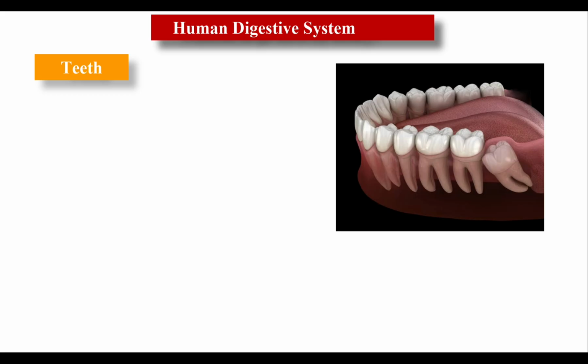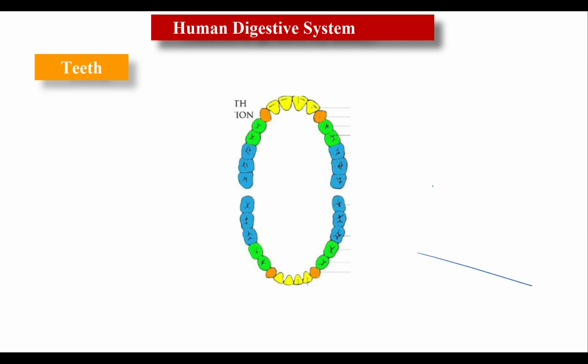Can you tell me what this diagram indicates? This diagram indicates the roots. So these are the different roots present.